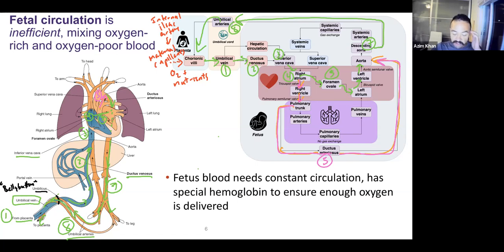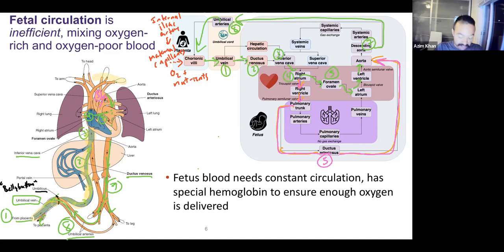Throughout this process, fetal circulation is pretty inefficient. Oxygen-rich and oxygen-poor blood is being mixed. Let me highlight this in yellow. Take a look at the bottom left. As soon as blood that came from the umbilical vein reaches the liver, or really as soon as it reaches the inferior vena cava, it's mixing with oxygen-poor blood. So the quality of blood is not as high as it could be.